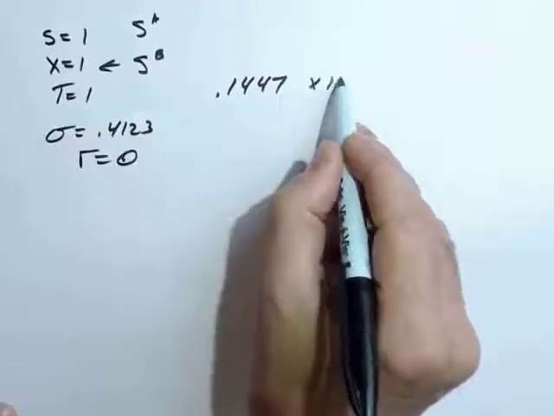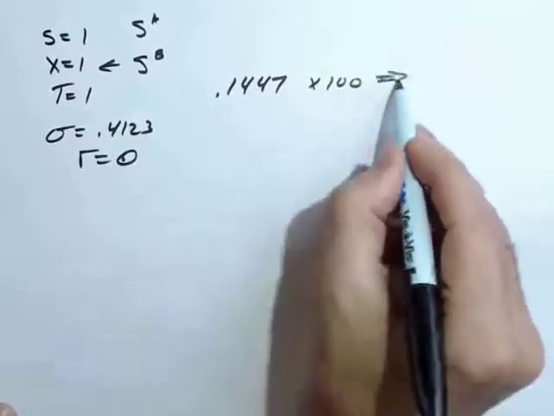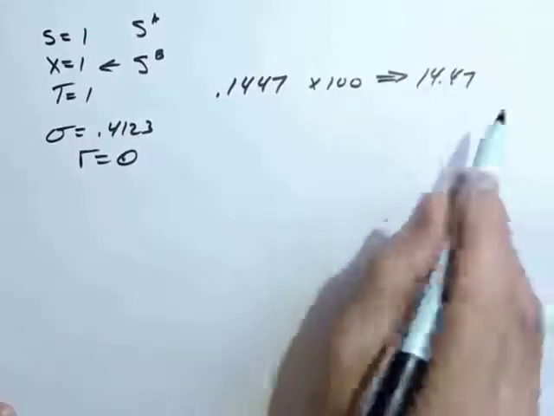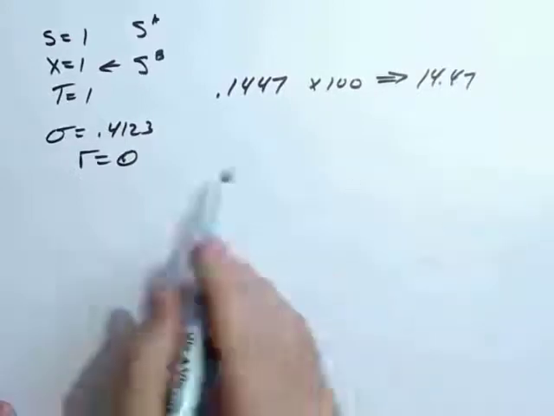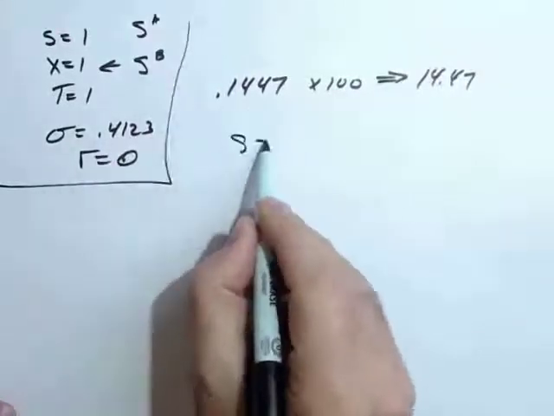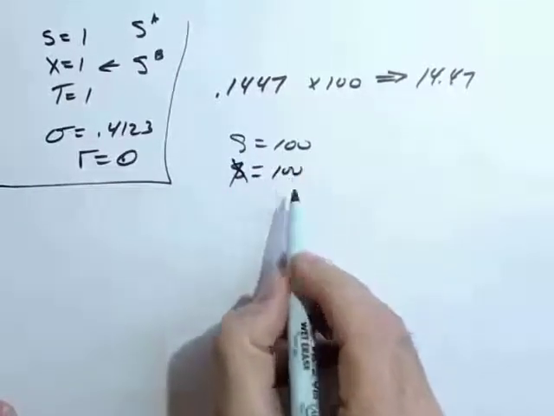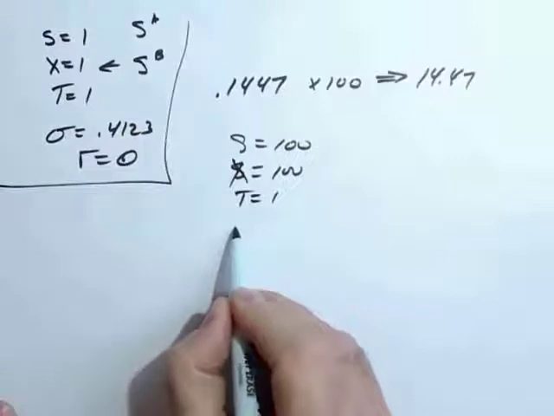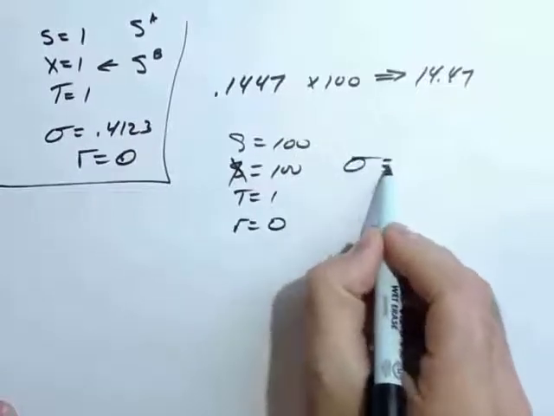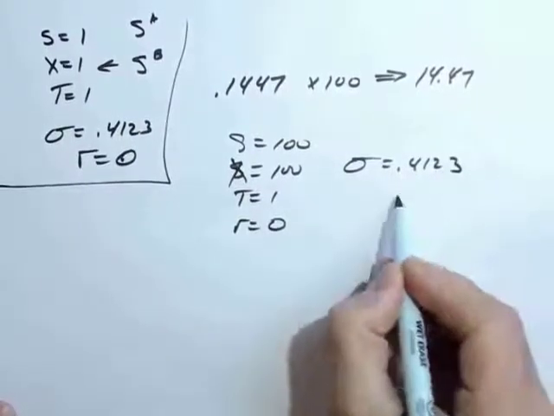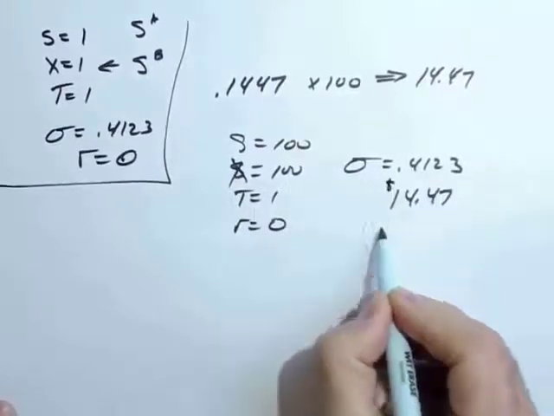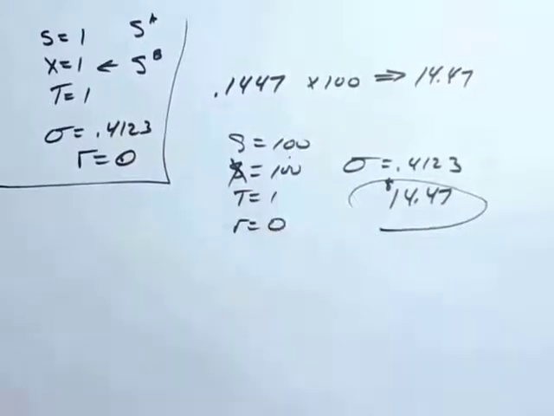You would have to multiply it by 100, and you would get the $14.47. Or you could trick it another way and say S equals 100, X equals 100, T equals 1, R equals 0, and sigma equals 0.4123, and you would get $14.47. You wouldn't have to multiply it out because it's already 100. So a couple of different ways to get at the results, and to check your work, by the way.